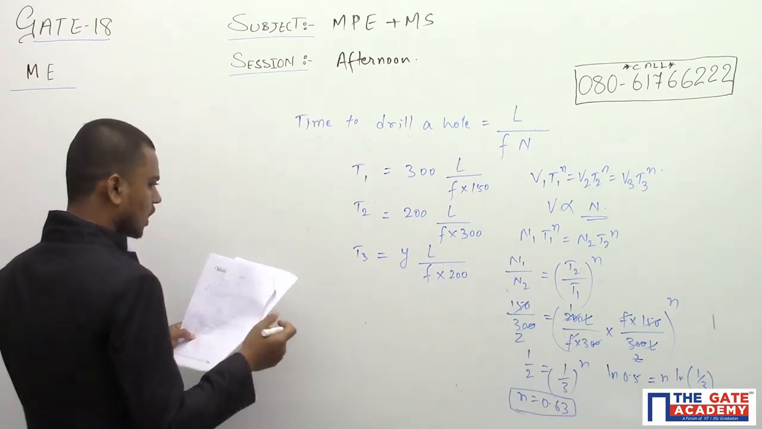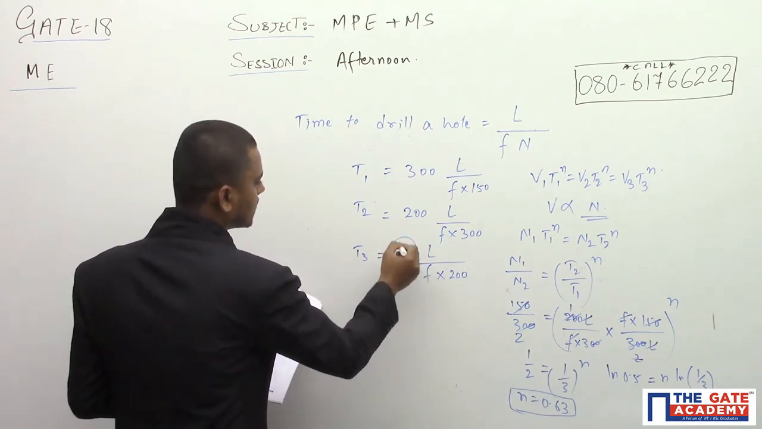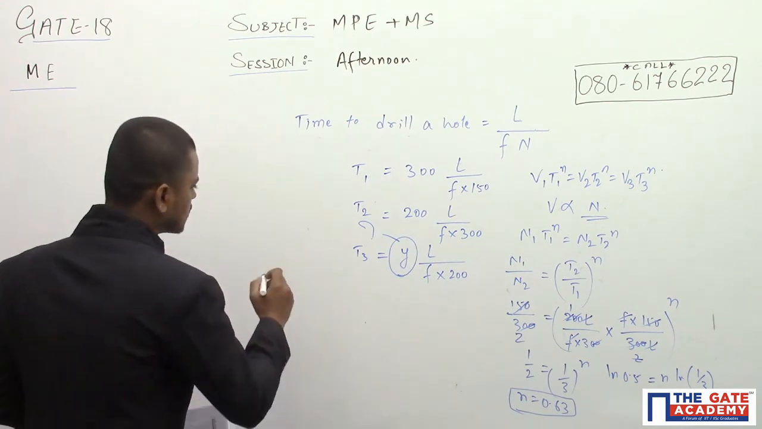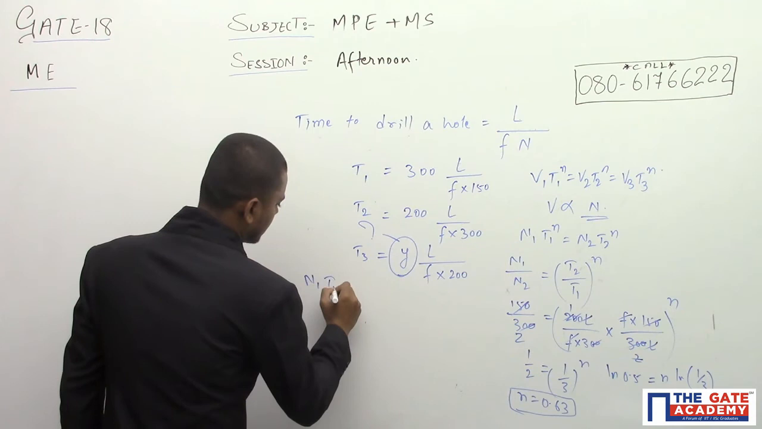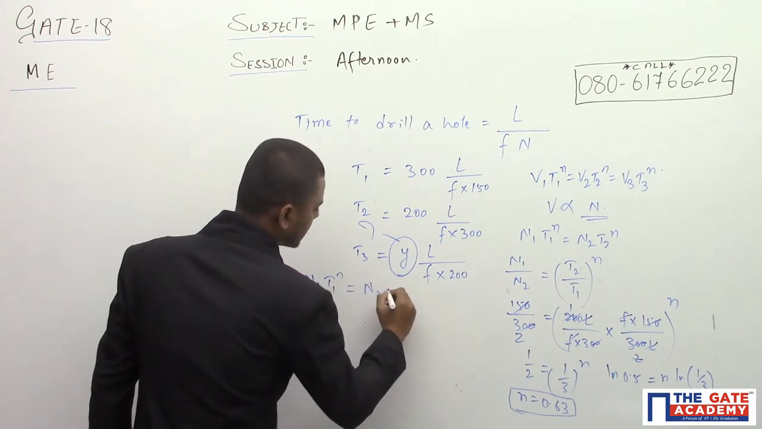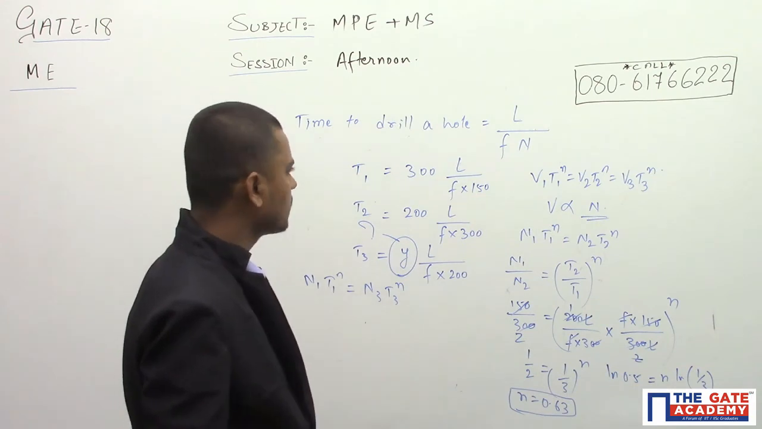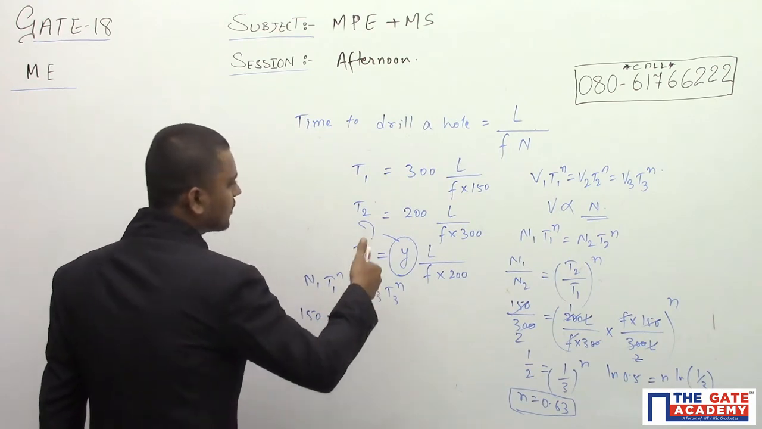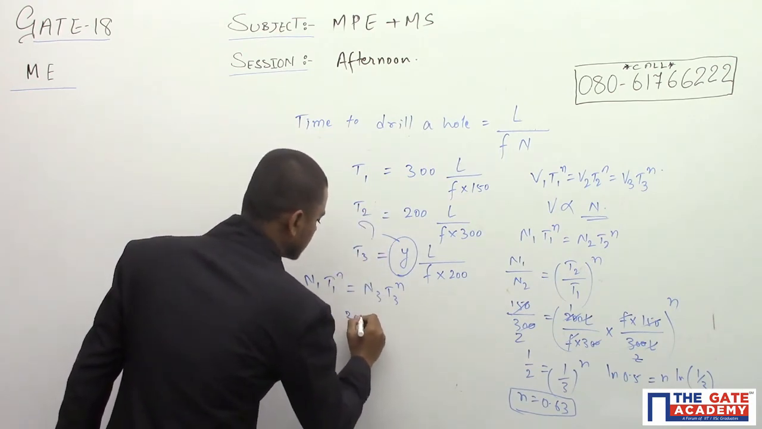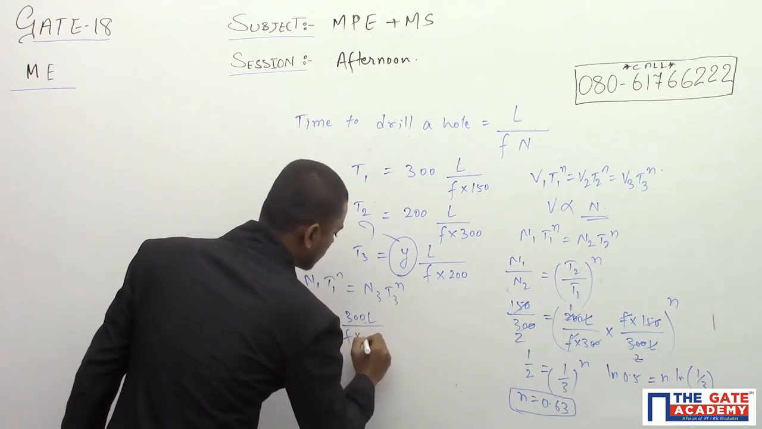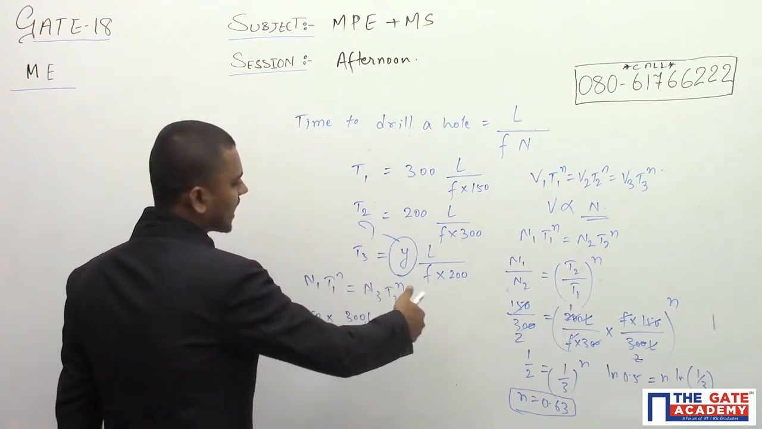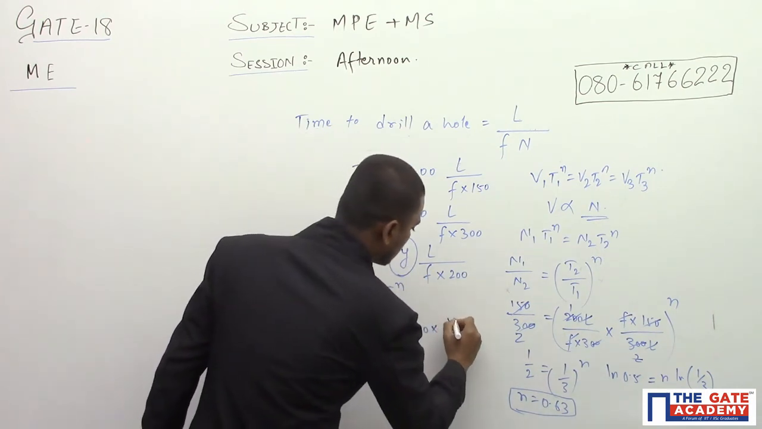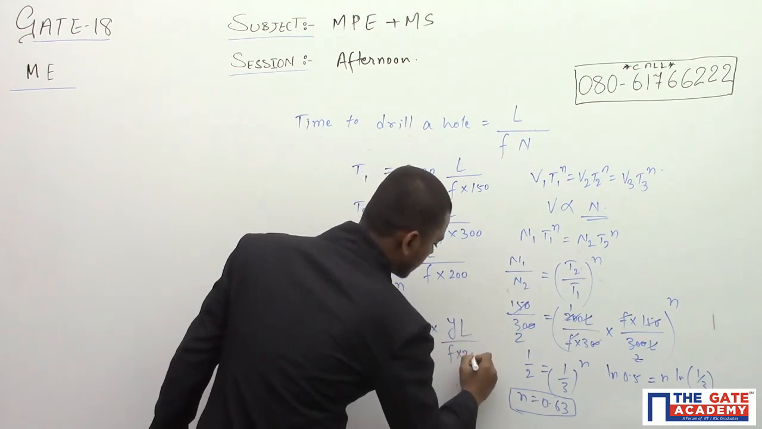Now we have to find out the value of Y, that is the number of holes at 200 rpm. So what I will do is write N1 T1 to the power n is equal to N3 T3 to the power n. So N1 we know is 150. So 150 multiplied by T1, we have 300L upon F into 150, is equal to N3, which we know is 200, into T3, where we have Y into L upon F into 200.